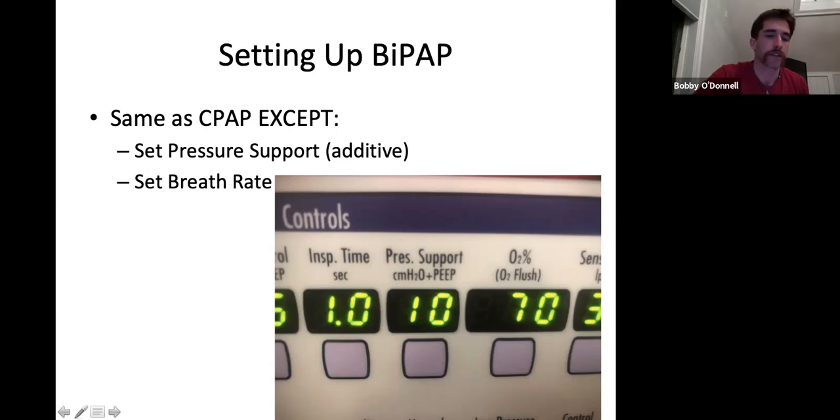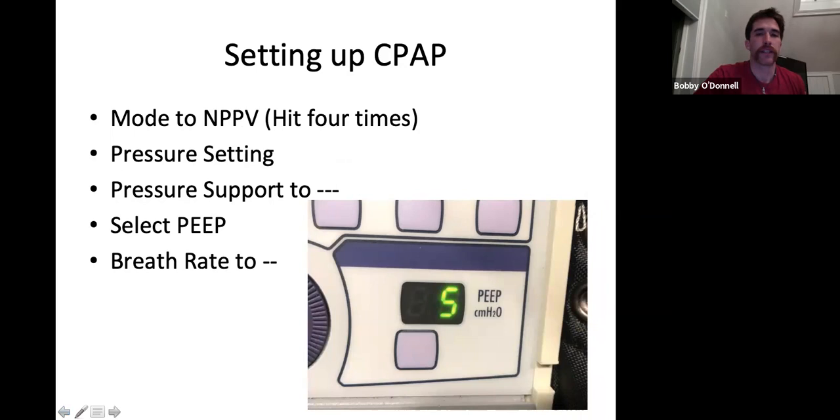I'll go back to CPAP really quick. So to set it up, this is CPAP or BiPAP. We're hitting NPPV. You hit that button 4 times. I have another video that we'll go over this very briefly. Go to the pressure setting. So you hit that choice because it's going to default to volume. You move pressure support to those dashes because it's not BiPAP, it's one continuous pressure.